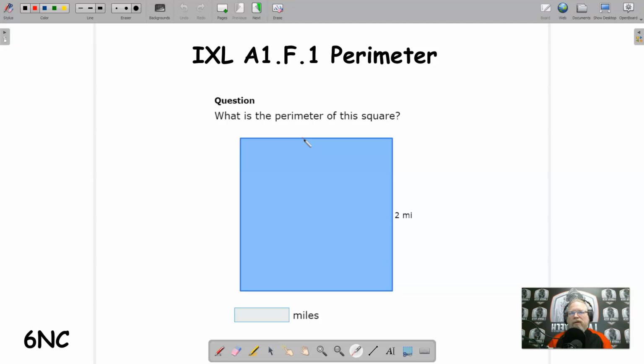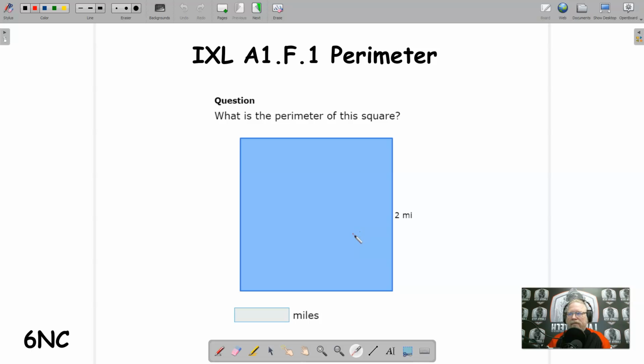So perimeter. First, let's talk about what is perimeter. Well, perimeter is the distance around the outside of a figure. So whatever the distance is along all 4 of the sides of this square here is known as the perimeter. So whether it's a square, triangle, rectangle, parallelogram, etc.